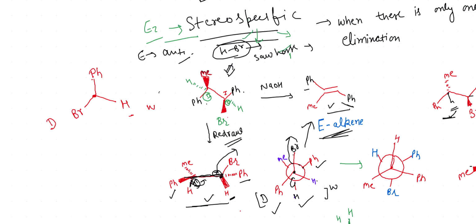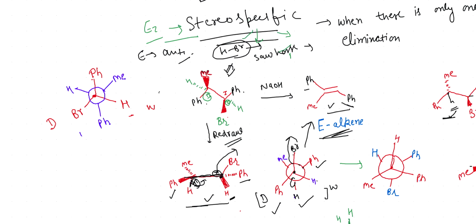For the second carbon, what is below this horizontal line? Phenyl group again. Okay. Then the dash line, that is hydrogen. And on the wedge, there is a methyl group. Yeah. Wedge, there is a methyl group. Okay, that's clear. This is a clear structure.